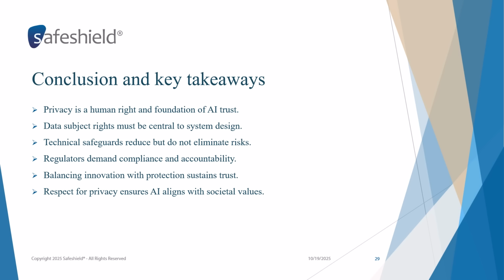Fourth, regulators worldwide are raising expectations. Noncompliance leads to fines, reputational harm, and loss of user trust. Proactive engagement with laws and ethical frameworks positions organizations as responsible innovators. Finally, the future of AI lies in balancing innovation with protection. By respecting privacy and safeguarding data, organizations can develop AI systems that are not only powerful, but also trustworthy, fair, and aligned with societal values.